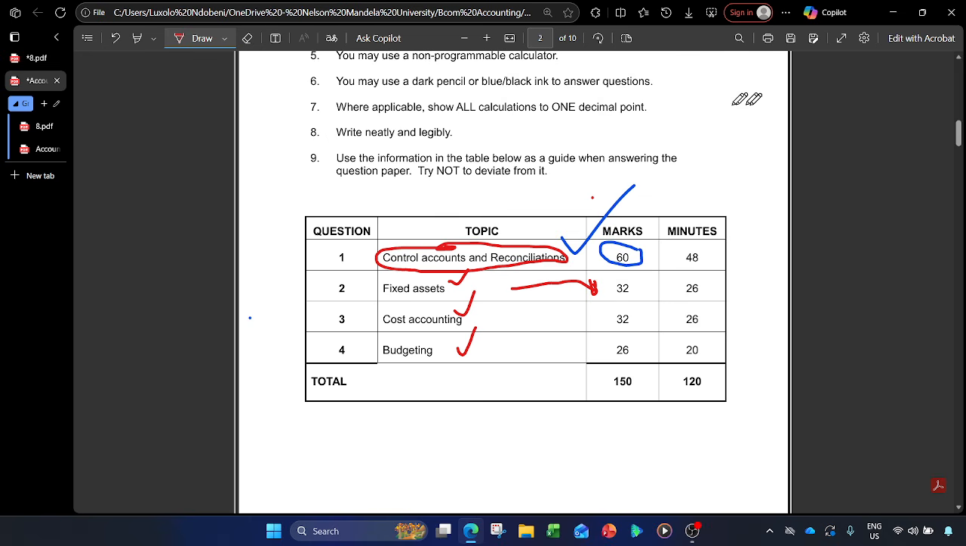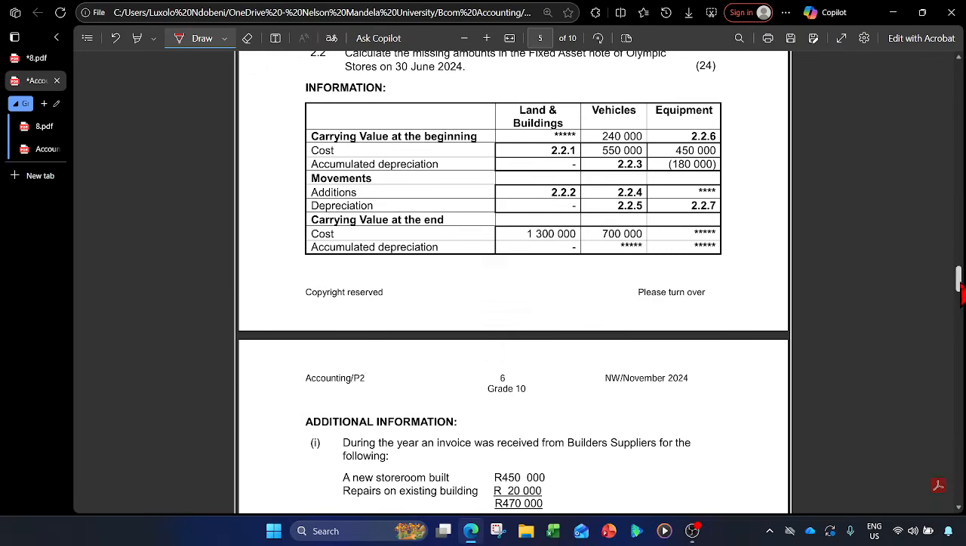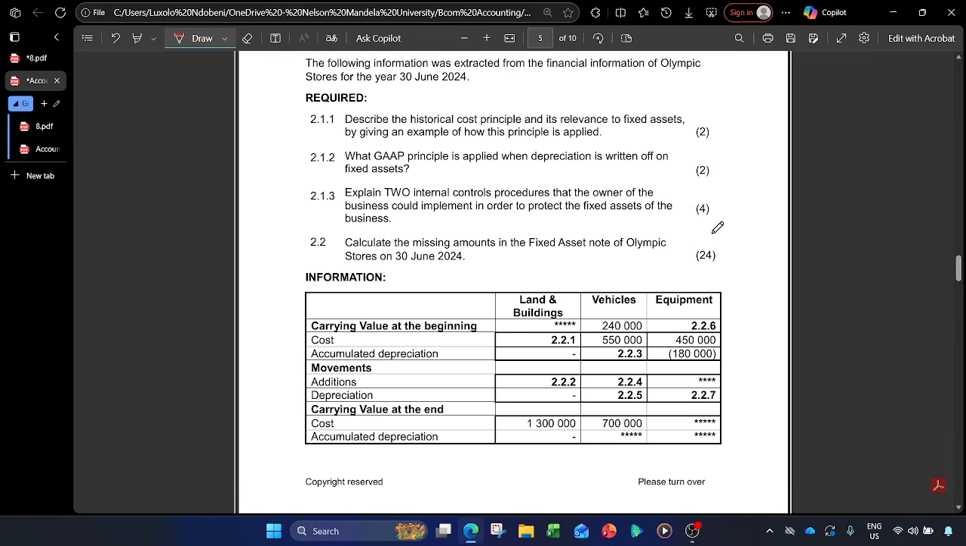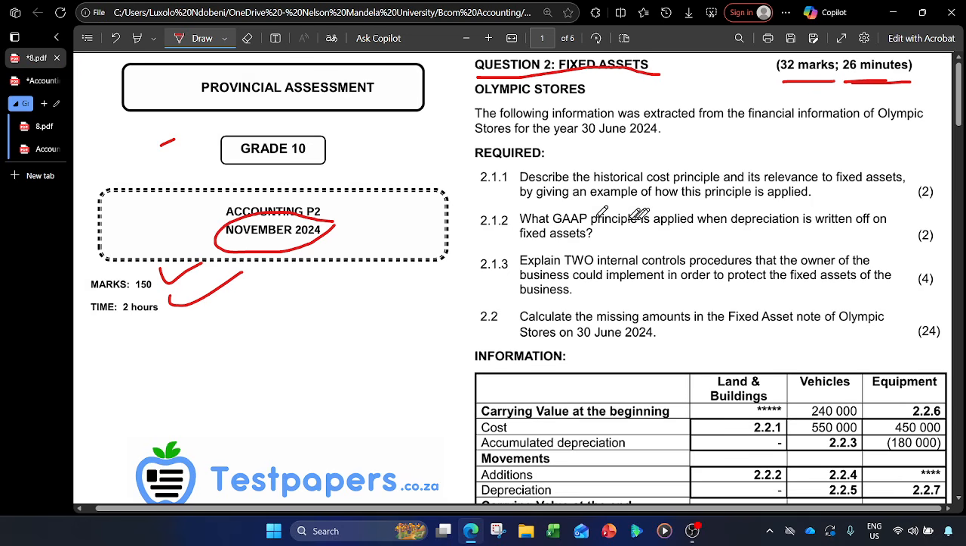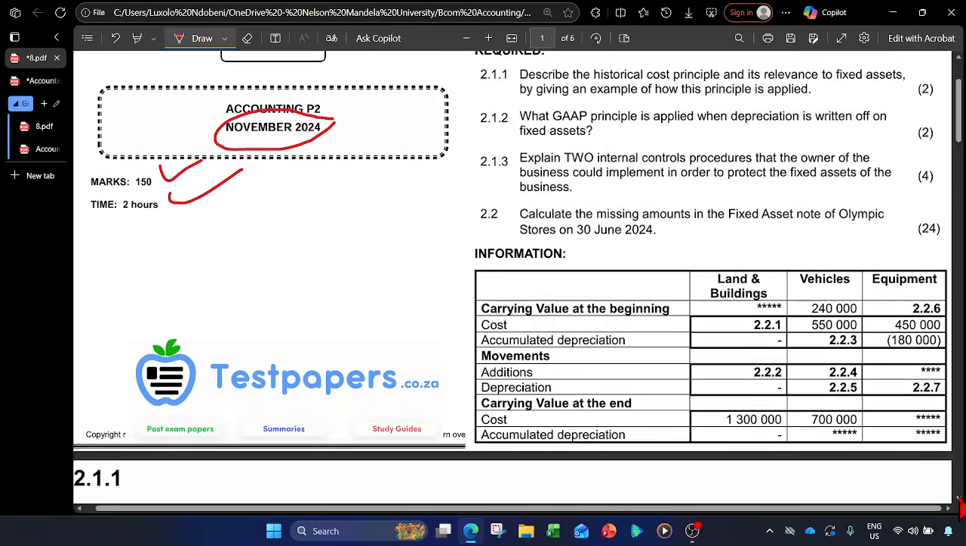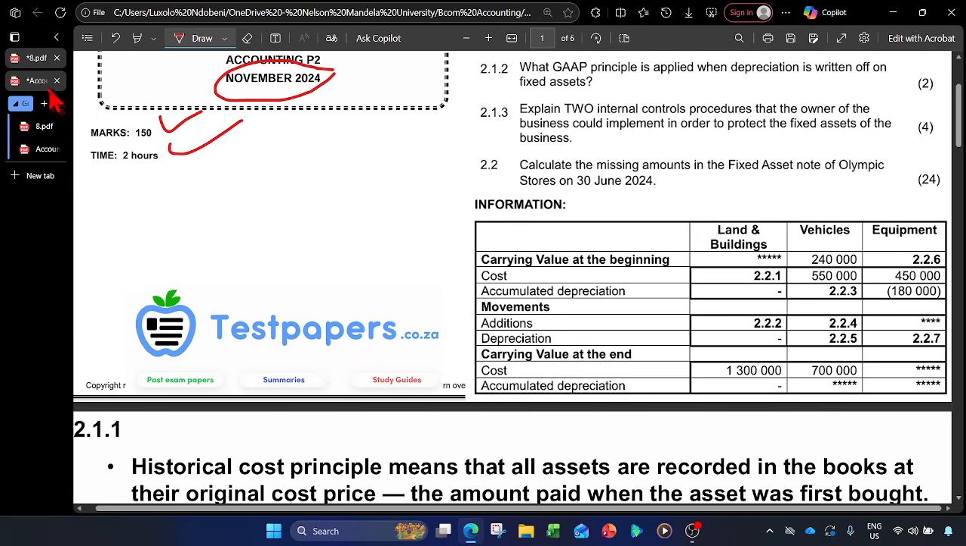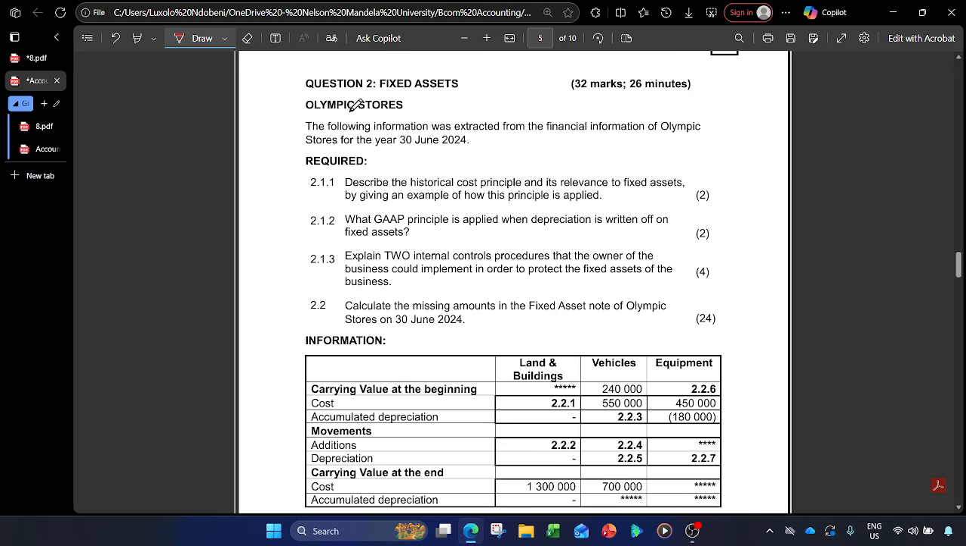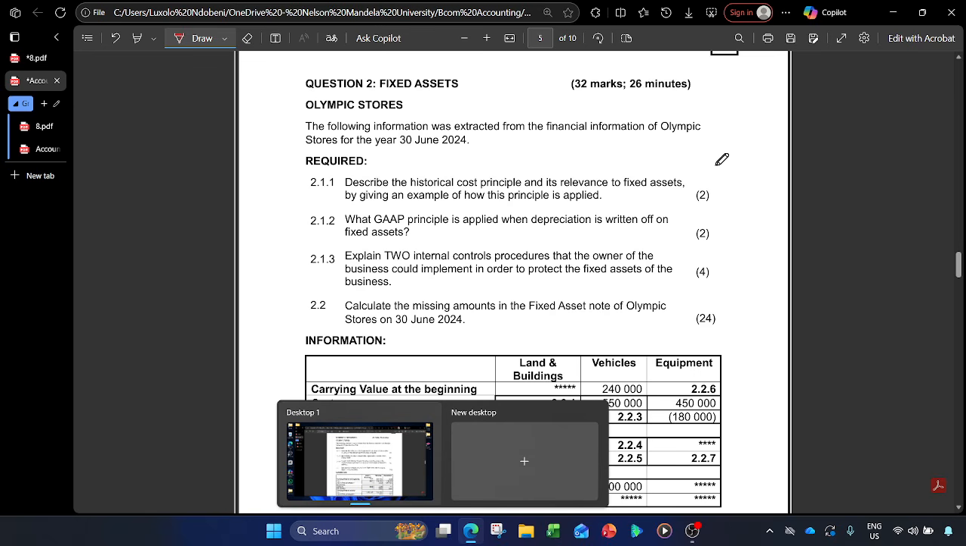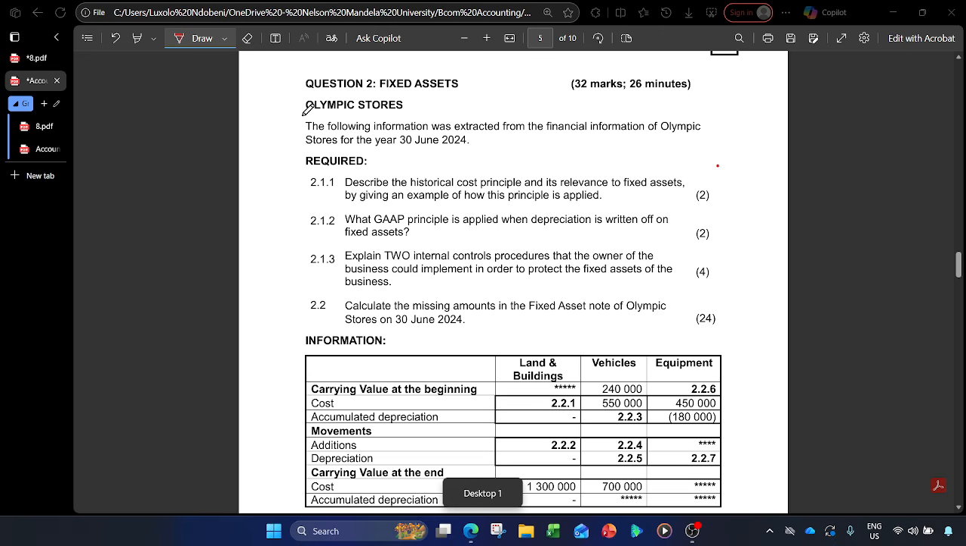So let's come to our question 2 of this question paper, which is the question that we'll be answering today, right? So let's get straight to the question. Firstly, this is the question paper. So question 2, fixed assets, Olympic Stores, which is the name of the business that we are doing. It is very important to know the name of the business so that you know the business that we are dealing with. So it is Olympic Stores.